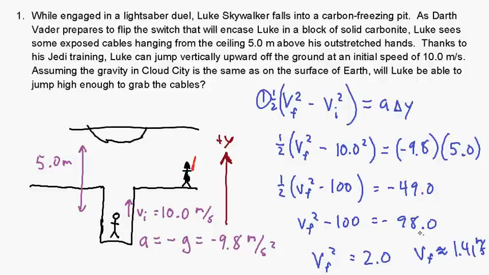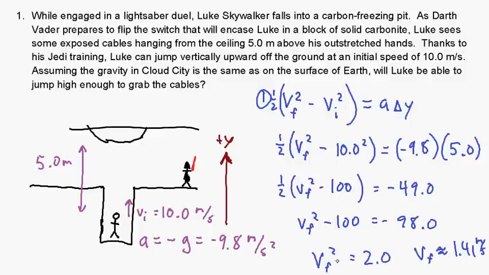So he will, yes, just barely be able to get up there. Now, what if he had not been going fast enough, or the cables had been too high for him to reach starting a jump at this speed? Well, delta y would have been bigger. So if you imagine this 5 was a little bit bigger, even 6, then this number would be a little bigger. Instead of negative 49, it would be negative 50-ish, high 50s, almost 60. And then you would have added this 100 to both sides, and this would have become over 100.